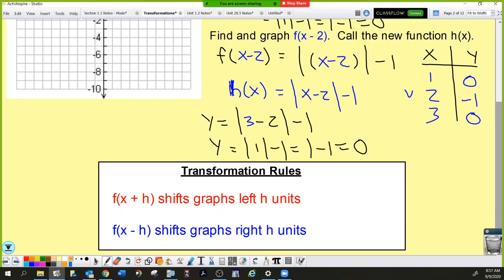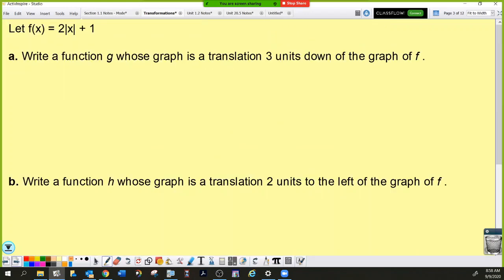Any more questions on it, or you okay? Ready to maybe do some practice? So I think the next slide is some practice. Let's find out. Good, practice. We have f of x being 2 absolute value of x plus 1. We're going to write a new function, g, whose graph is a translation. That means shift. So maybe think of translation means shift, 3 units down.